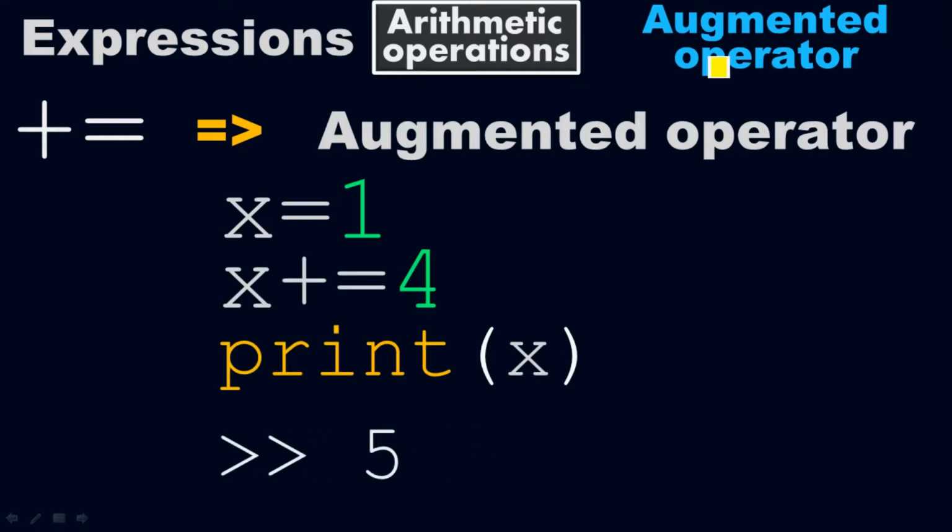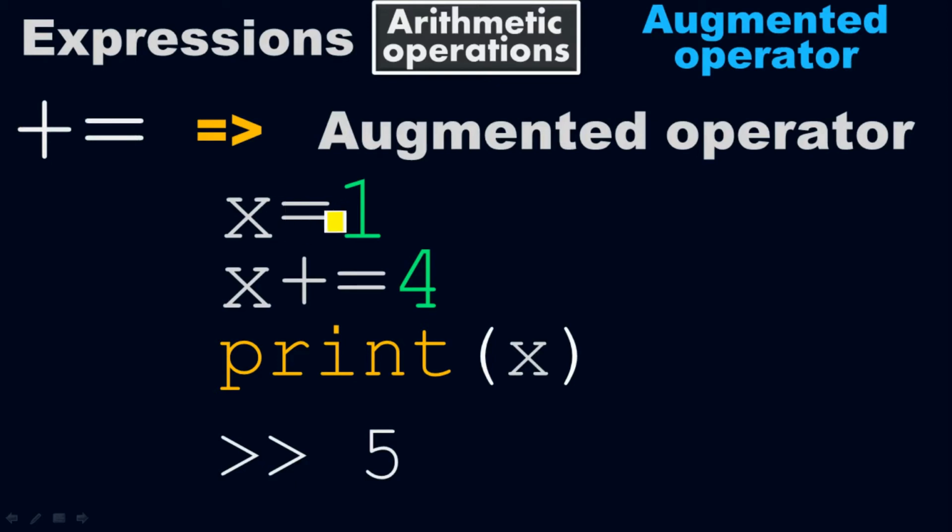Look, it is pretty clear from its name, augmented operator, which means to augment something, to add something extra. That's why we call it augmented operator. This plus equals to is the sign of the augmented operator.